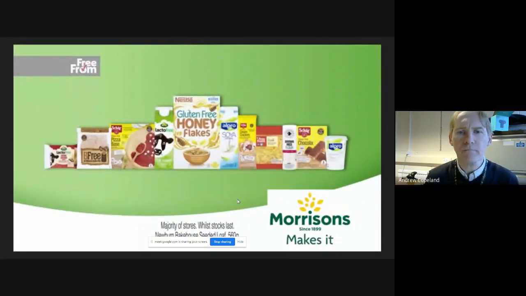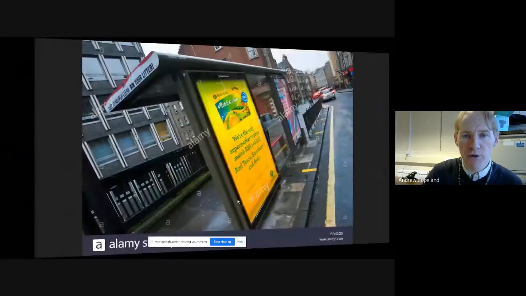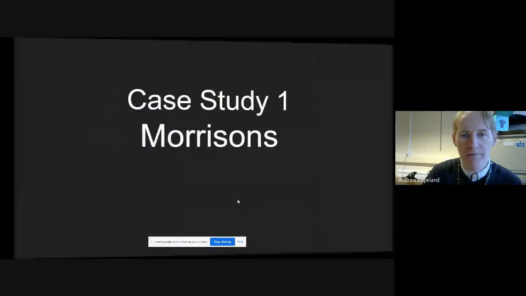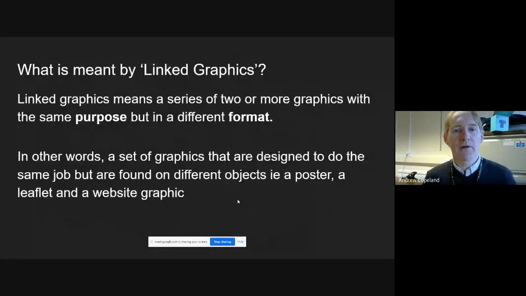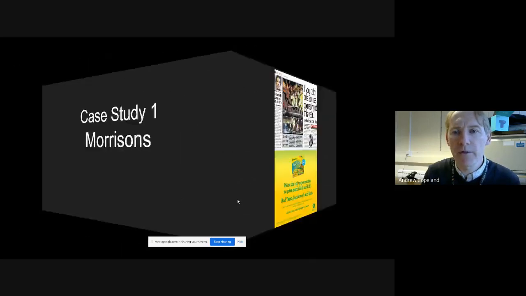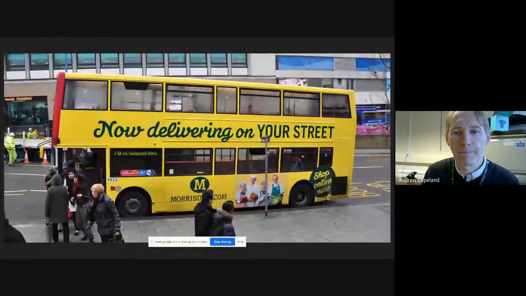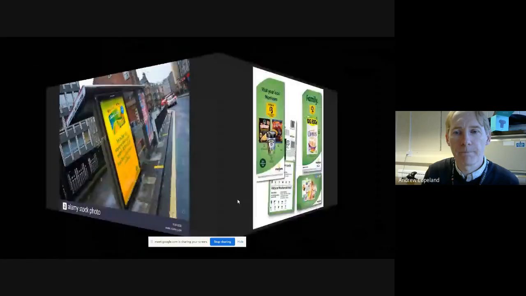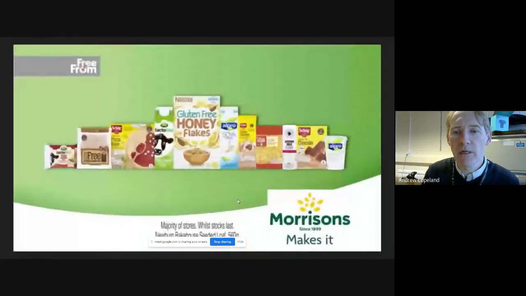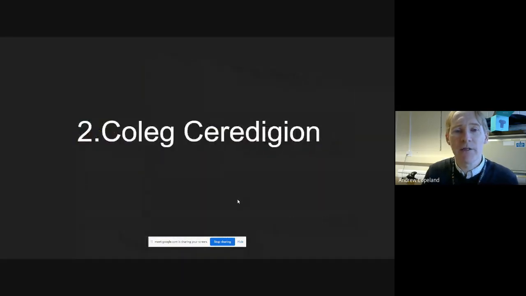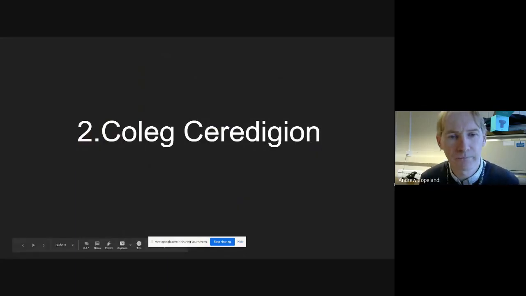So if we go back to the definition of linked graphics, can you see how that fits in perfectly? Linked graphics is a series of 2 or more graphics with the same purpose but a different format. Any questions about any of that before we move on to the next case study? The next case study is a bit close to home. It's Coleg Ceredigion. And the purpose of all of these graphics is to promote Coleg Ceredigion in some way.